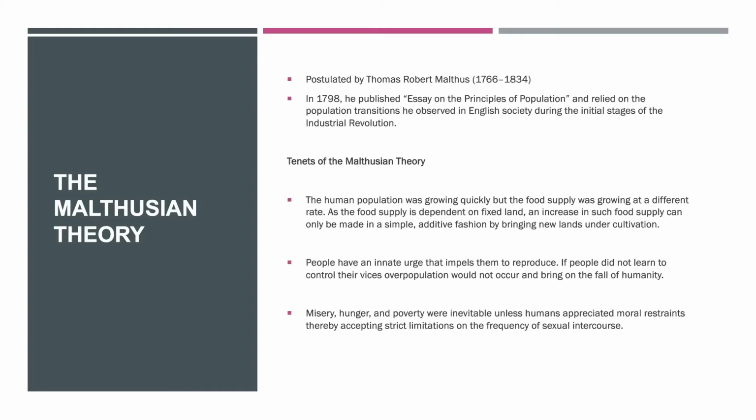The next tenet is that people have an innate urge that impels them to reproduce, right? And he said that if people did not learn to control their vices, overpopulation would occur and bring on the fall of humanity.